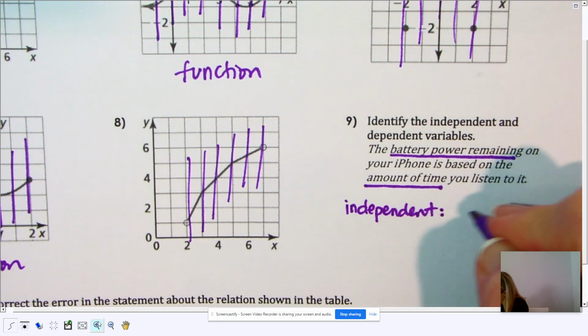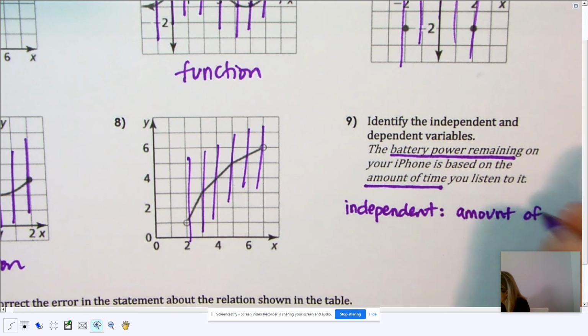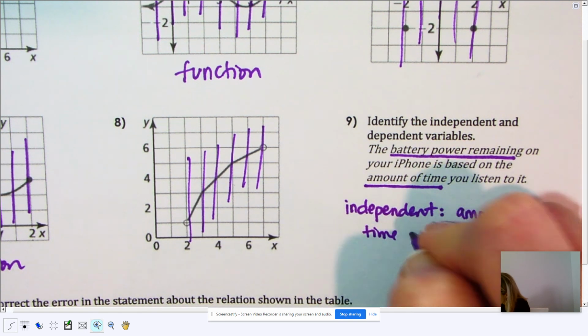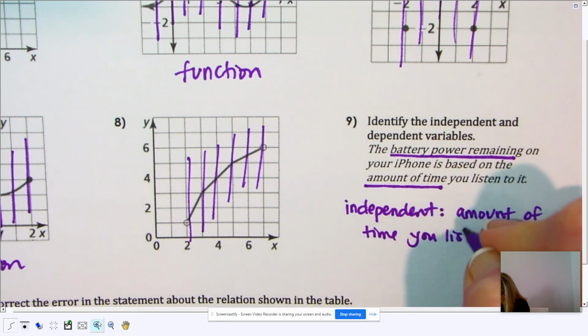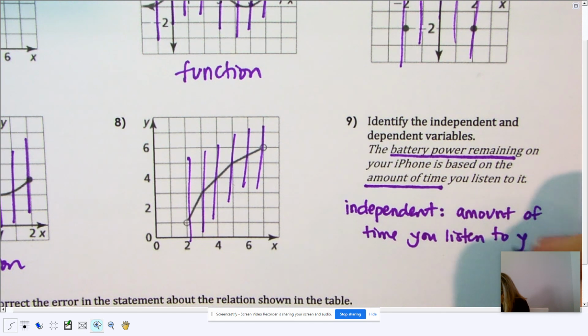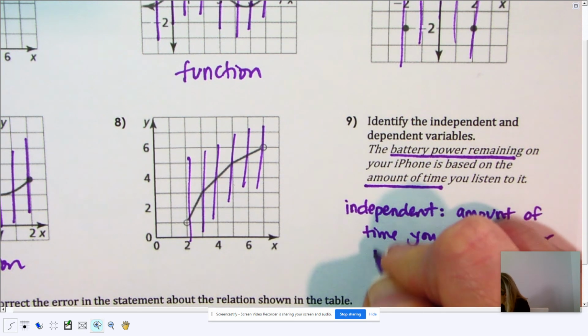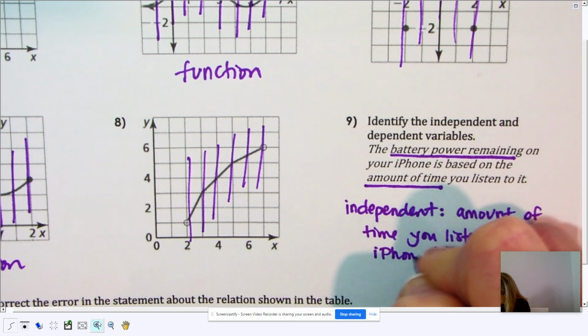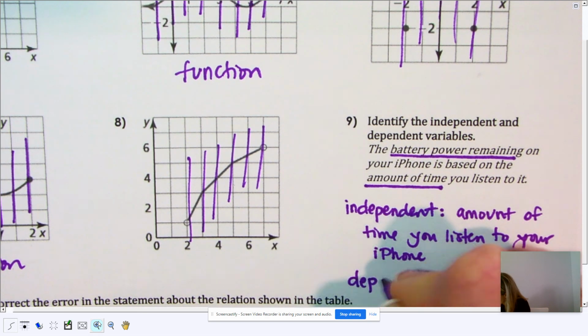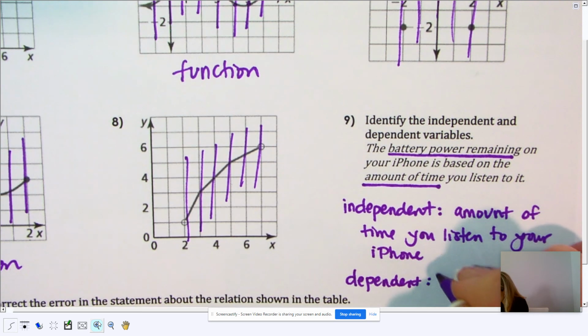is the amount of time you listen to your iPhone. The dependent variable is the battery power remaining.